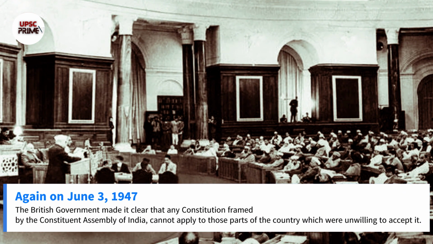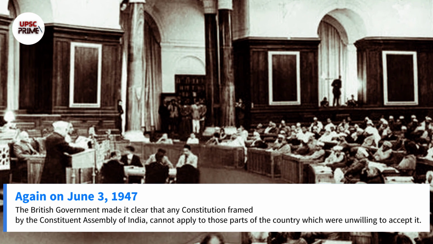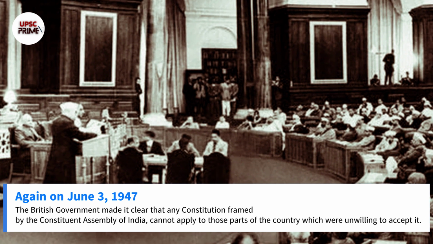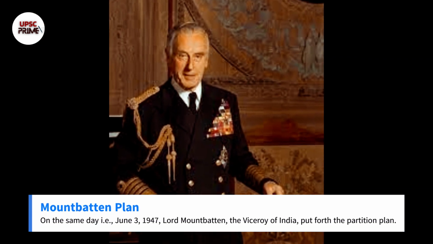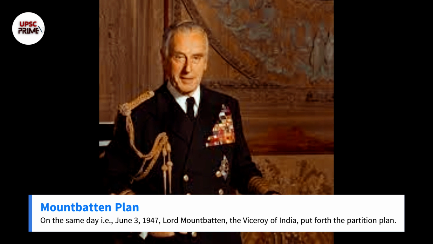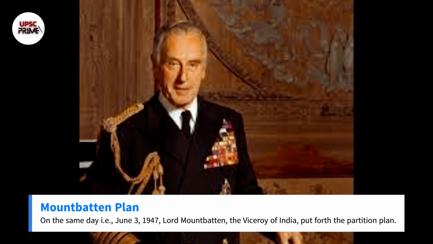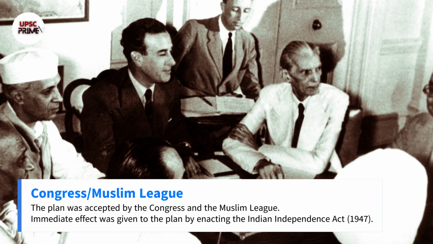Again, on June 3, 1947, the British government made it clear that any constitution framed by the Constituent Assembly of India cannot apply to those parts of the country which were unwilling to accept it. On the same day, that is June 3, 1947, Lord Mountbatten, the Viceroy of India, put forth the partition plan, known as the Mountbatten Plan. The plan was accepted by the Congress and the Muslim League.